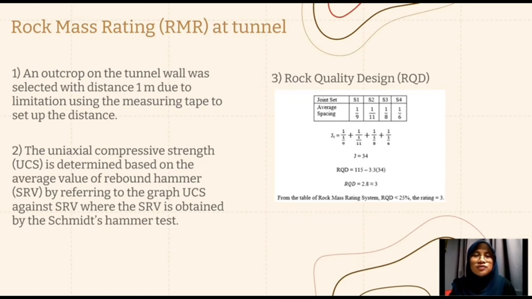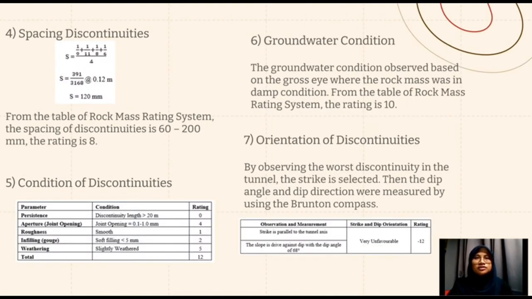Next is rock quality designation, RQD. In RQD, due to the core not being available, the RQD was estimated from the number of discontinuities per unit volume. From the rock mass rating system table, RQD is less than 25%, so the rating is 3. Next is spacing of discontinuities. From the table of the rock mass rating system, the spacing of discontinuity is 6 to 200 mm. The rating is 8.